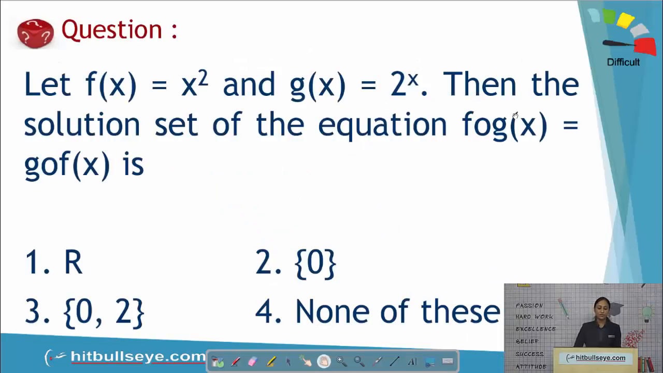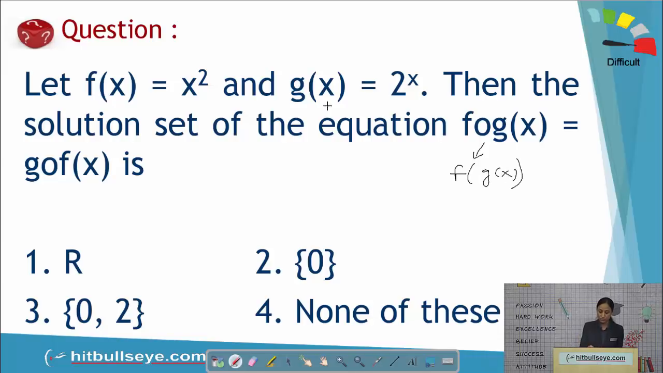In this question we are given f(x) as x square and g(x) as 2 raised to power x. We have to find out the solution set of the equation f of g of x equal to g of f of x. So first of all, let us write what is f of g of x here. So f of g of x is nothing but f of g(x).